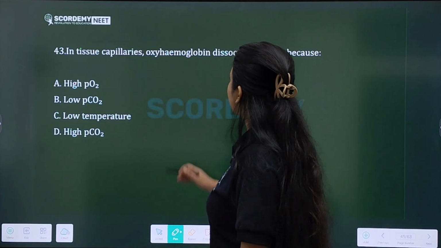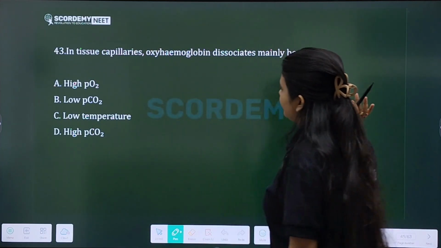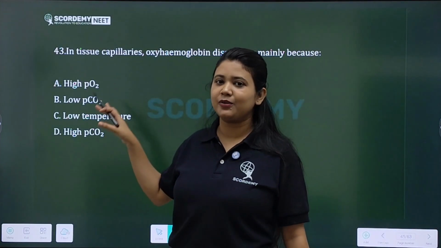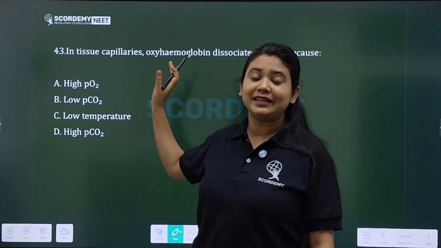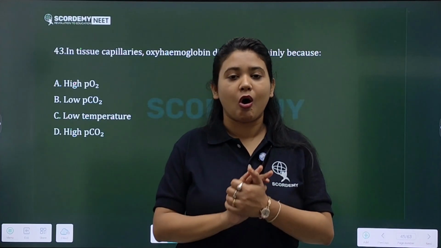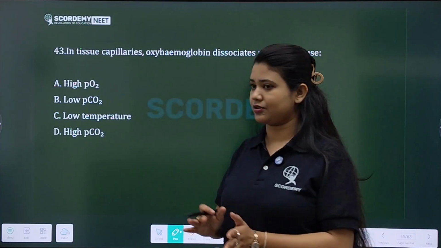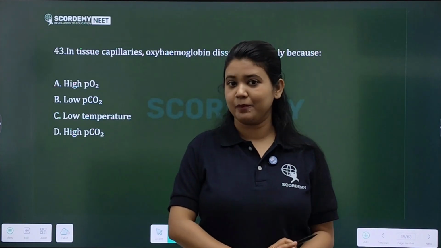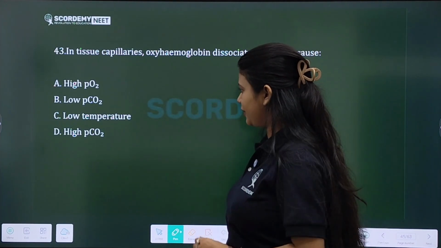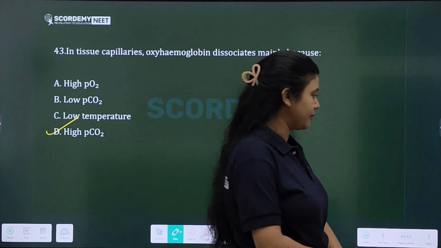In tissue capillaries, oxyhemoglobin dissociates mainly because, okay. This question is indirectly about the oxygen dissociation curve. It asks when, under which factor, the oxygen dissociation curve will shift towards the right. The answer will be high partial pressure of carbon dioxide. Okay, high partial pressure of carbon dioxide. Okay?